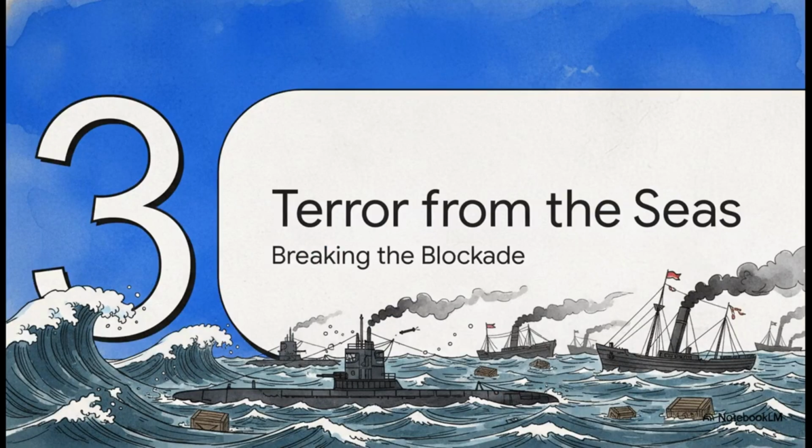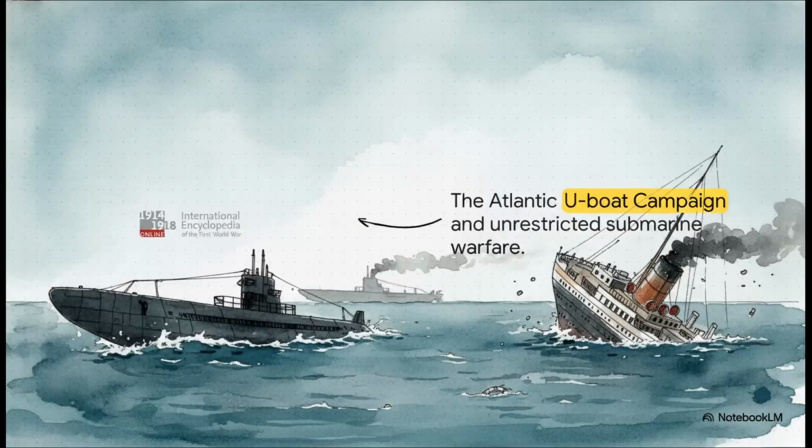That takes us to Section 3, Terror from the Seas. Breaking the blockade. Because with the land war totally stalled out, Germany turned to a radical counter-blockade strategy on the high seas to try and starve Britain into submission. Using submarines or U-boats as commerce raiders completely upended international prize law. Traditionally, naval rules meant you had to stop, search, and safely evacuate a merchant's crew before you could sink it. But submarines? They literally couldn't do that without being destroyed themselves.